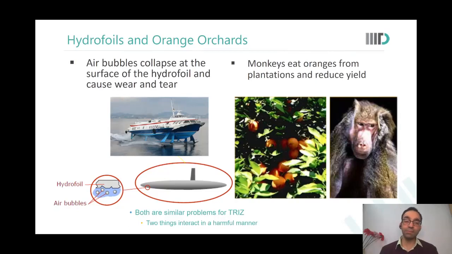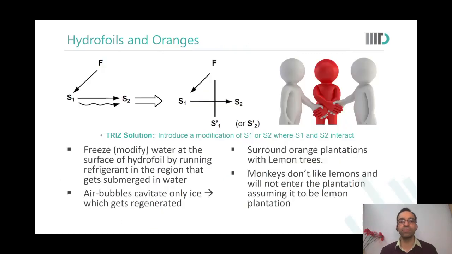For TRIZ, in substance field diagrams, there are two substances, air bubbles and hydrofoil, and in the other place, monkeys and orange orchards, which are interacting in a harmful manner. Are you able to see this? Yes, sir. Two completely different problems, but when we went to the substance field diagrams, the substance field diagram is exactly the same. And the solution for such substance field diagrams is also exactly the same.